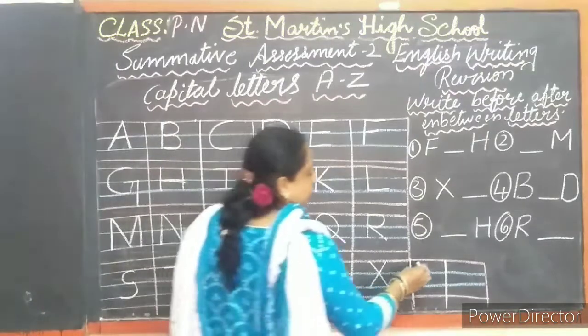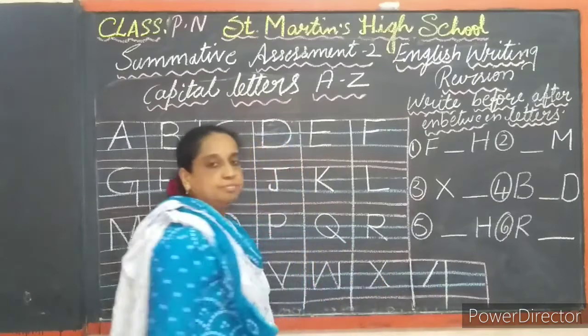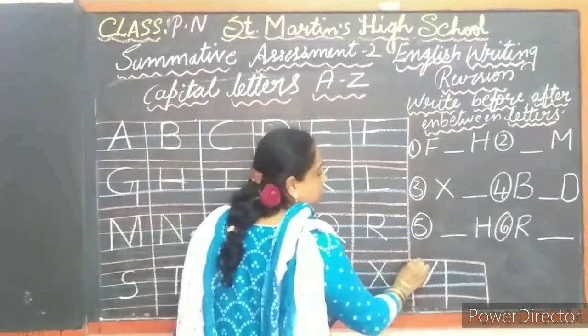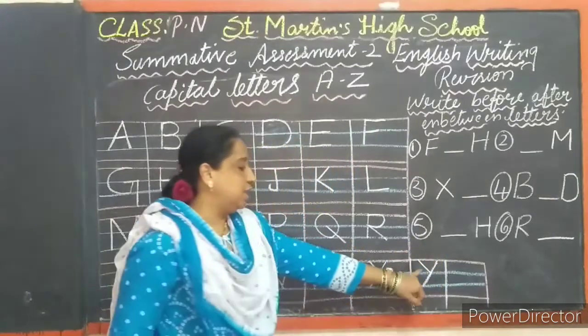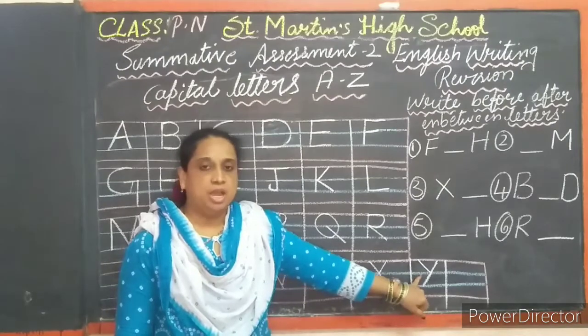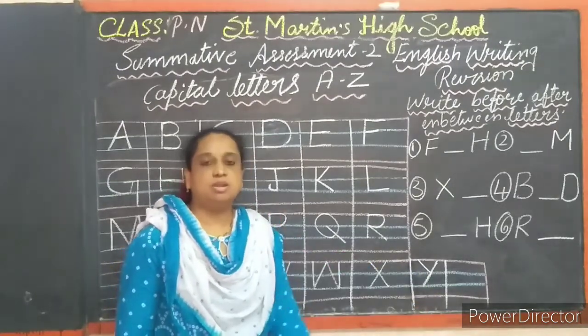Y. For Y also, draw one right slanting line like this, and one small left slanting line from the top red line to the second blue line. Draw one left slanting line makes letter Y. Is this clear, children? I hope you all are writing along with me the capital letters. After Y, what letter will come?